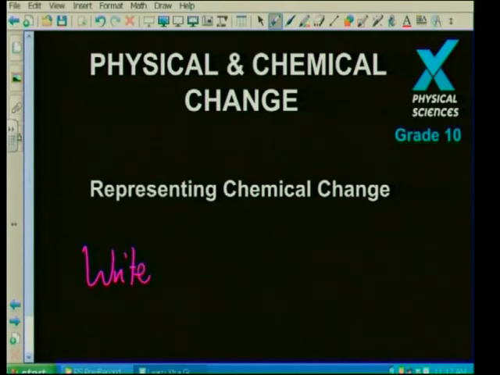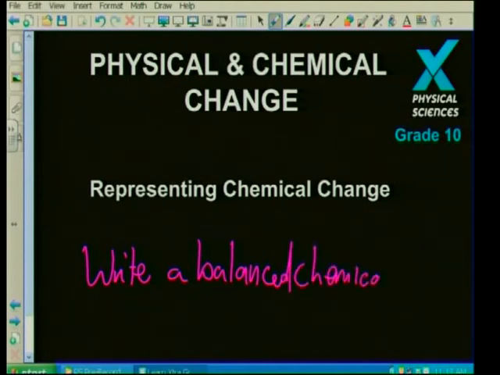So writing a balanced chemical equation. Now, I can't stress how important this is. Learners need to recognize that in grade 12, if you don't write a balanced chemical equation, you're going to get way wrong in your calculations. It's really important, grade 10s, that you get 2 things right this year, and it's all that you learn in chemistry. It will be sufficient. Writing formulae and balancing chemical equations.